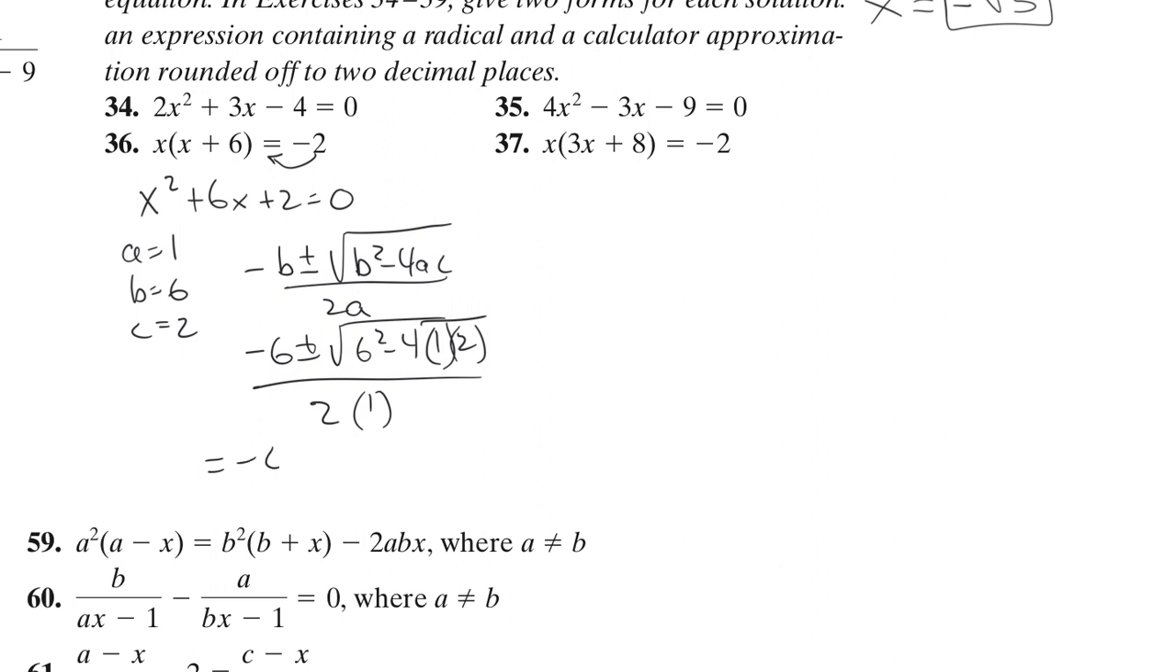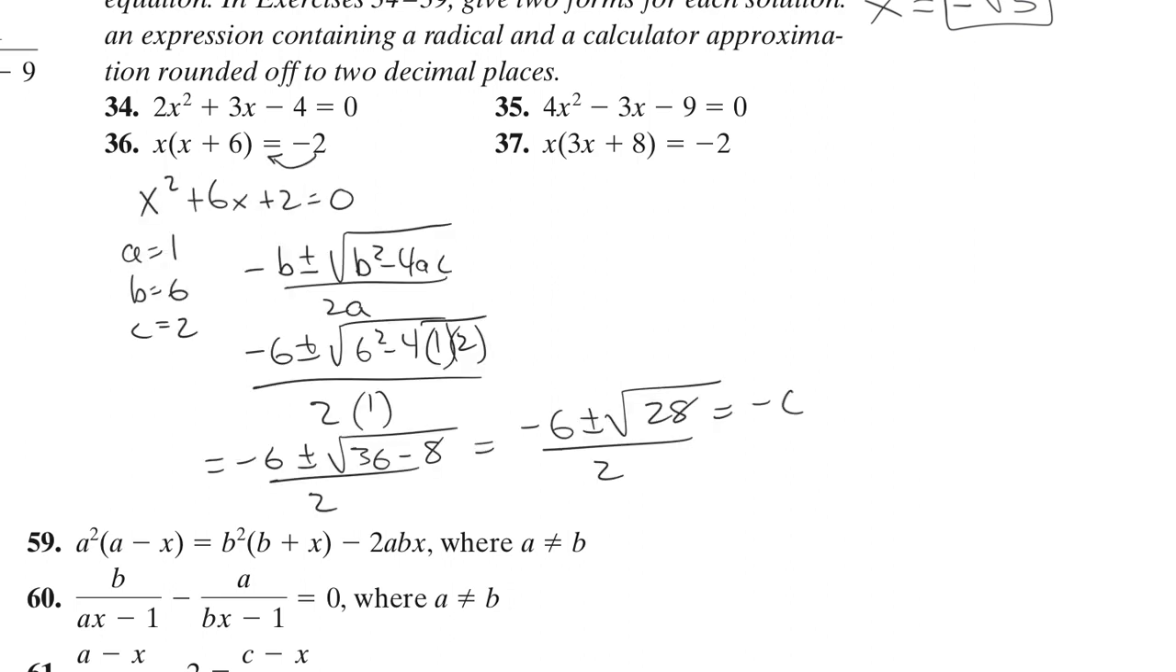So that is the opposite of 6 plus or minus the square root of 36 minus 8, right? All over 2. I think it's 28, all over 2. And so that's equal to negative 6 plus or minus the square root of 28, which is the square root of 4 times 7. And the square root of 4 is 2. So that's 2 times the square root of 7. Okay.